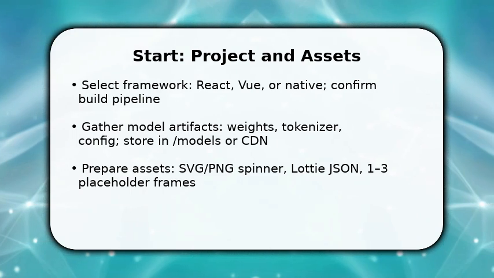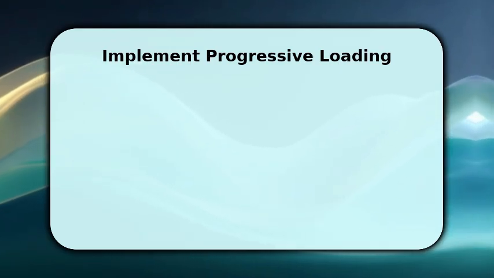You now wire incremental fetch and state updates into the component. Stream or range request model shards and emit progress events. You do this so the spinner becomes informative rather than opaque.